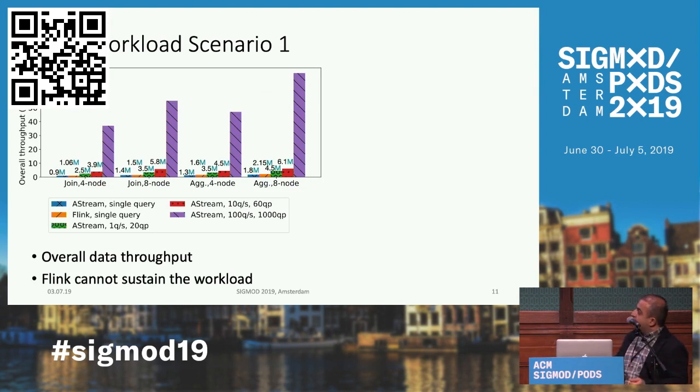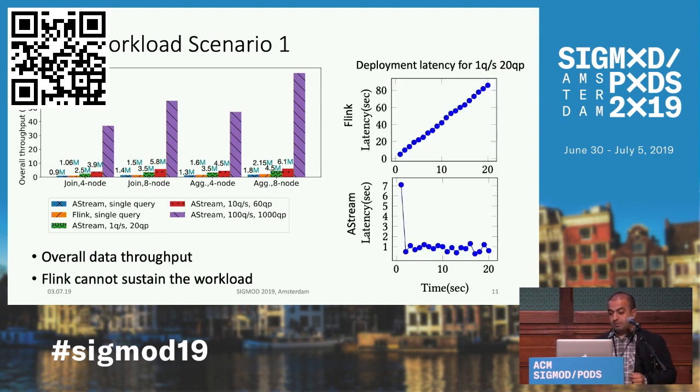As we can see, with single query workloads, our solution has a cost overhead. But beginning from 2 queries, our solution outperforms Flink. And interestingly, Flink cannot sustain the ad hoc workloads. The reason is that as we submitted, for example, 1 query per second up to 20 queries, the deployment latency for Flink increased gradually. And so the sum of those deployment latencies was more than 900 seconds, which is a real bottleneck.